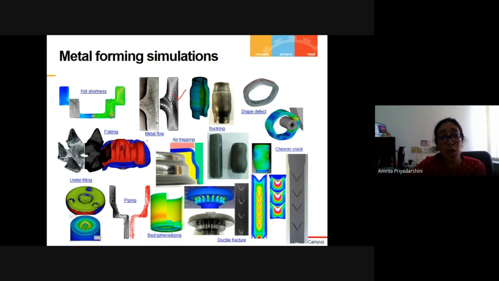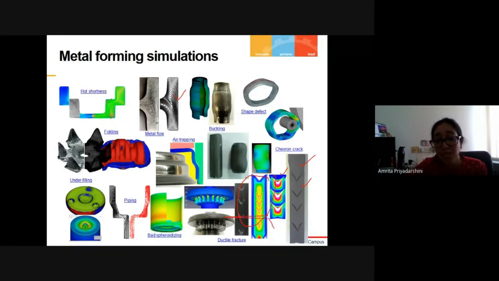You can see how the material flows, what the defects are, where the load is acting, and where there is a chance of failure. All those things can be analyzed, and based on that we can freeze our die design and decide what load should be given. Here, if you see, this is the actual component and this is the simulated one. This is the cross section of the component, showing how these cracks have developed.